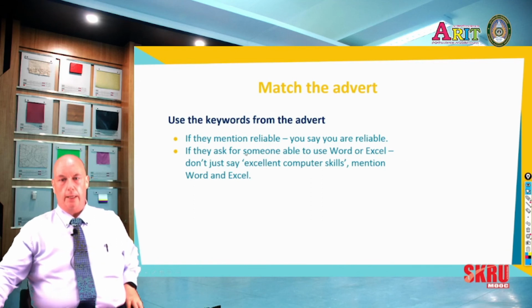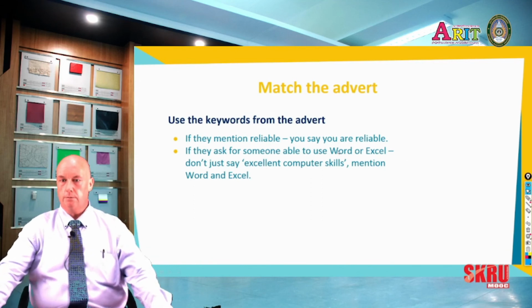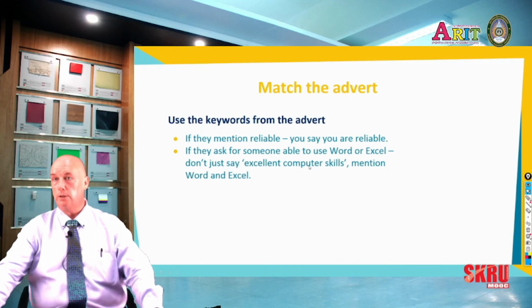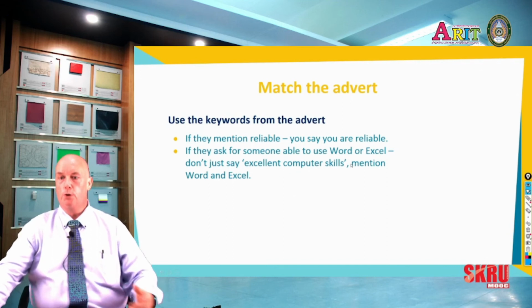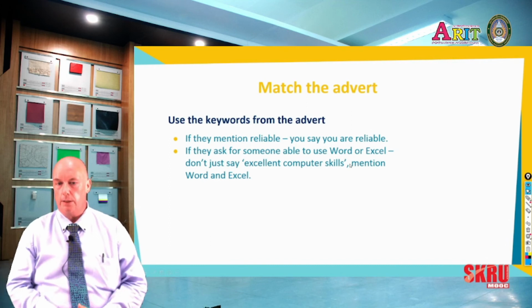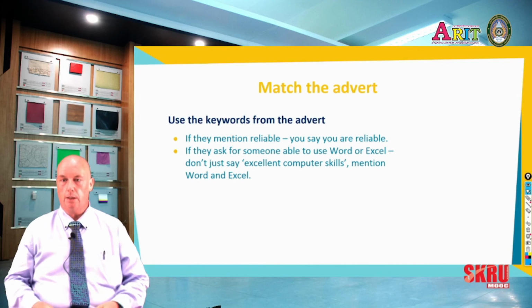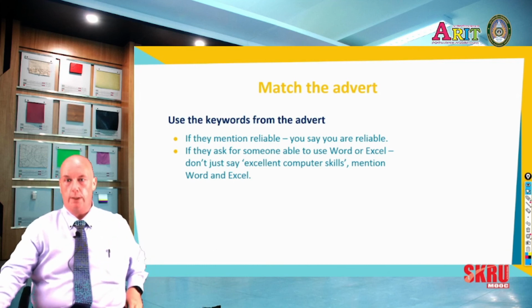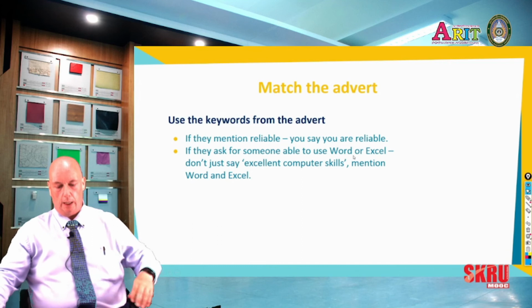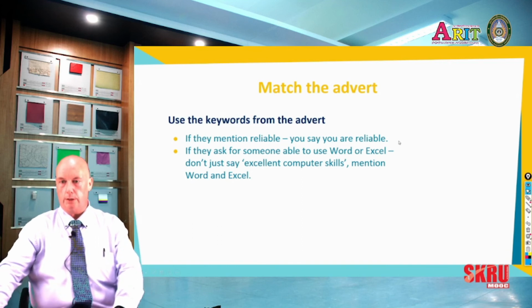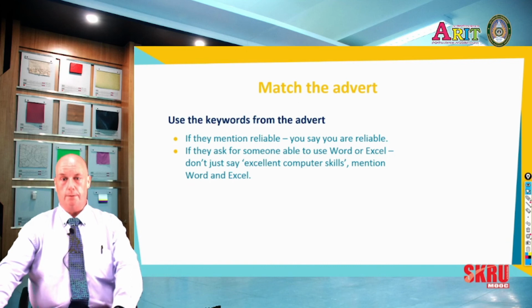So in the example, our job advert said we want Word and Excel. So don't just say you have excellent computer skills. Do say experienced using Word and Excel. Be specific and oversell the points. So go through the advert, highlight the keywords that you need to include in your CV, and make sure you include them all.